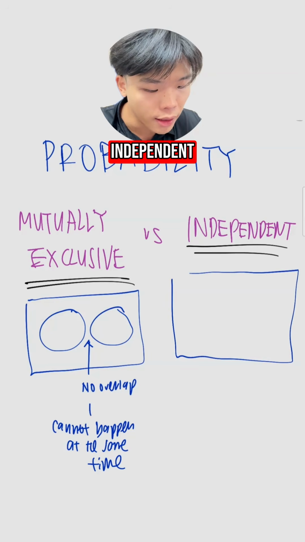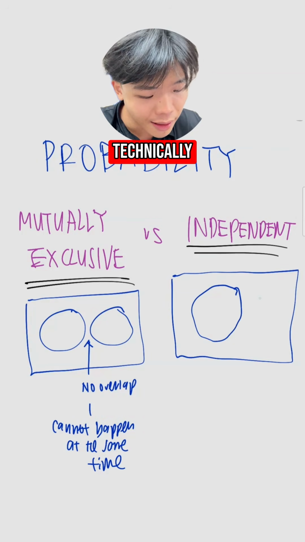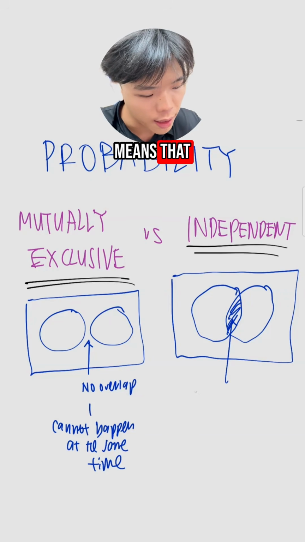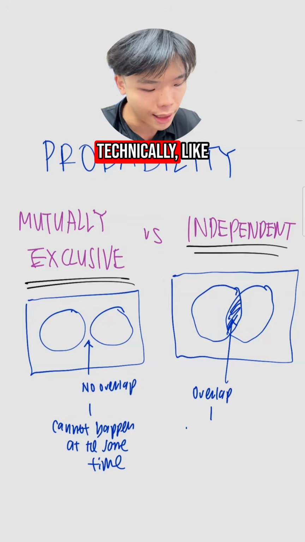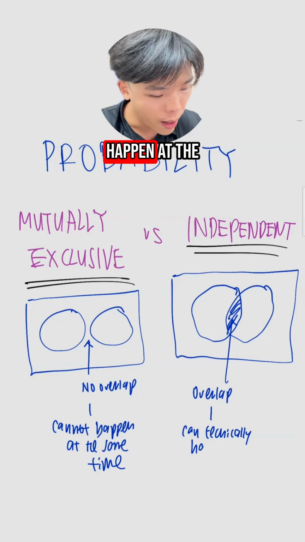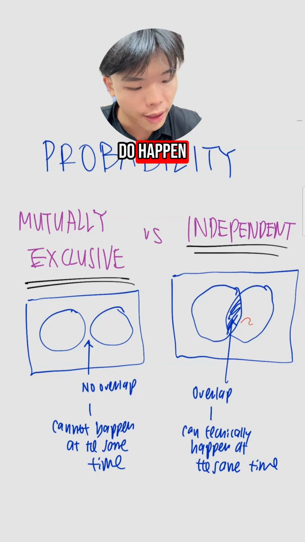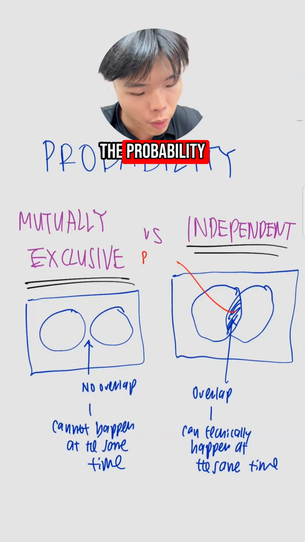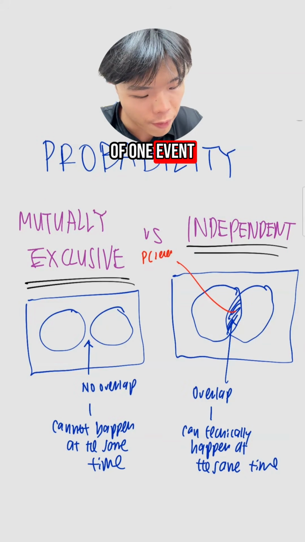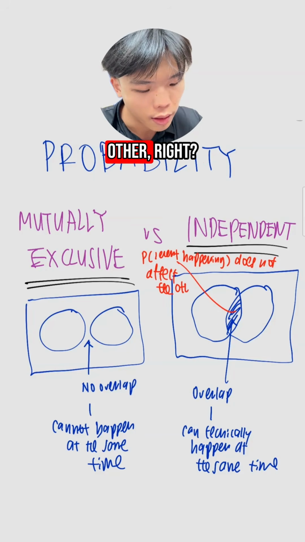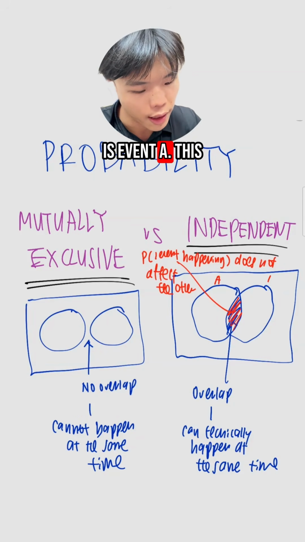Whereas for independent events, it means that they can technically happen at the same time, right? So there's an overlap over here, which means that they can technically happen at the same time. But when they do happen at the same time, the probability of one event happening does not affect the other. So over here, let's say this is event A, this is event B.